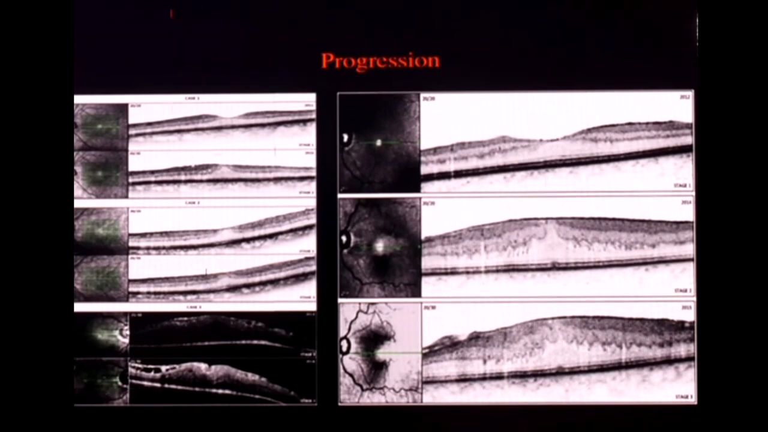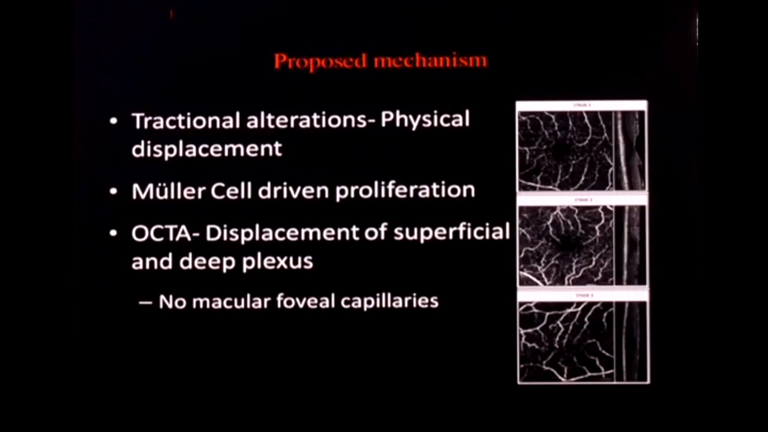Approximately 15% of membranes in their study, over about 2 years, progressed from stage 1 to stage 2, stage 2 to stage 3, and stage 4. The mechanism the authors propose is that tractional alterations bring together these layers, and there is physical displacement of these layers, which you can appreciate on the OCTA by the absence of the foveal avascular zone, and the capillaries that surround the foveal avascular zone have been brought to the center. They have also proposed a Muller cell-driven proliferation of retinal elements that causes these layers to build up in that area. Very doubtful though.